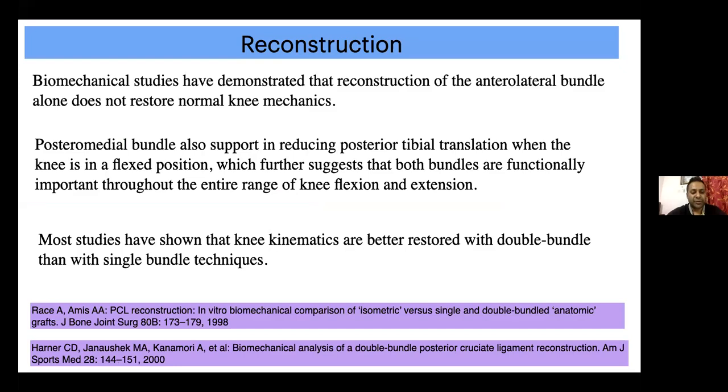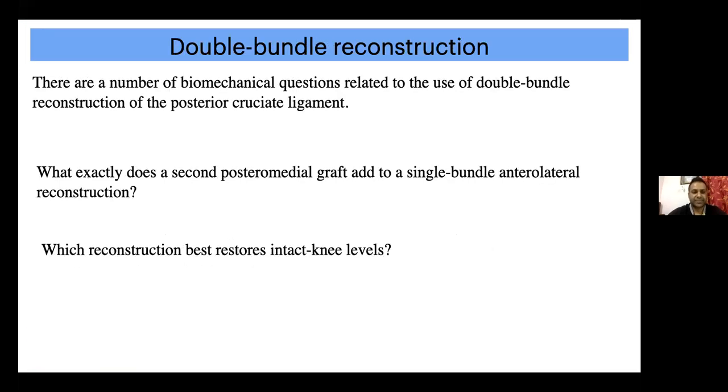There was a study done by Race et al. and Harner CD et al. about the biomechanics of single versus double bundle reconstruction of the PCL, and they demonstrated that reconstruction of the anterolateral bundle alone does not restore normal knee mechanics. The posterior medial bundle also helps in reducing posterior tibial translation when the knee is in flexed position, which further suggests that both bundles are functionally important throughout the entire range of knee flexion and extension. Recently, most studies have shown that knee kinematics are better restored with double bundle than with single bundle techniques.